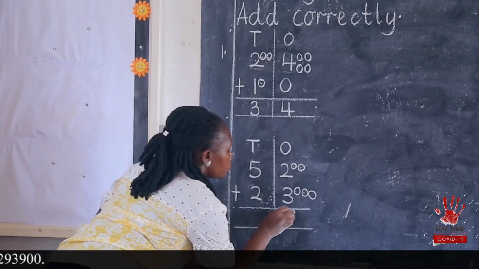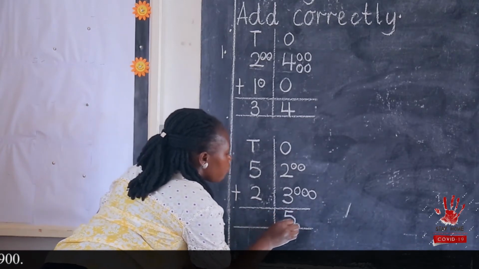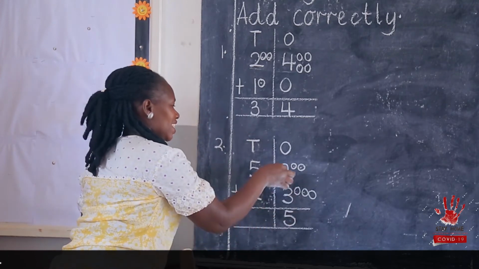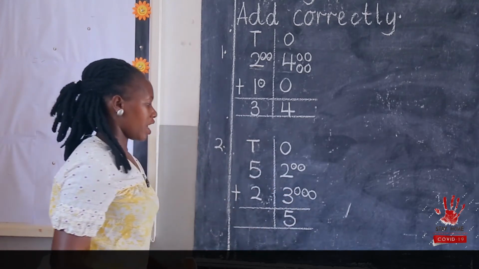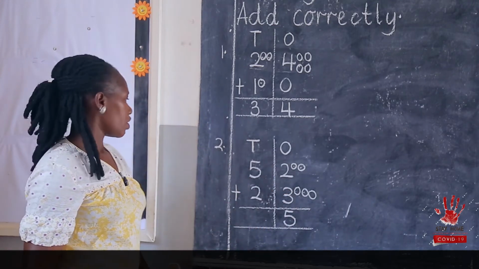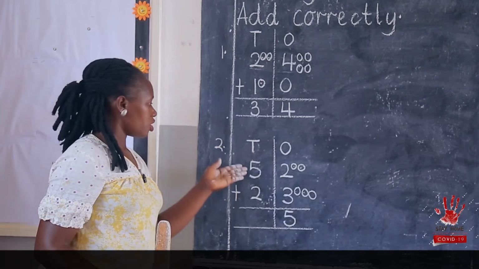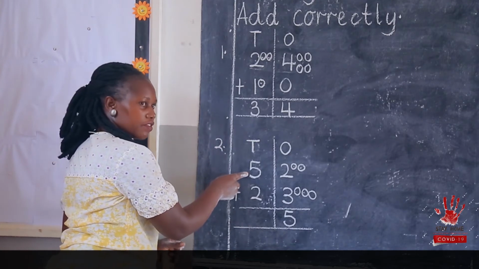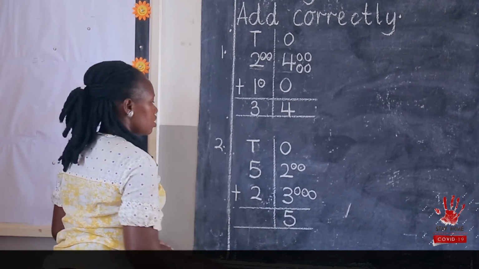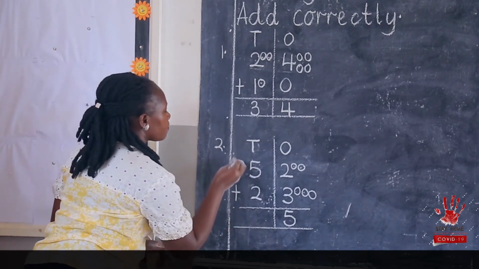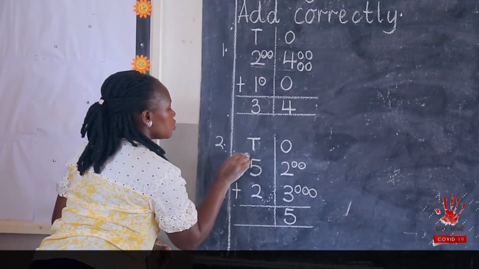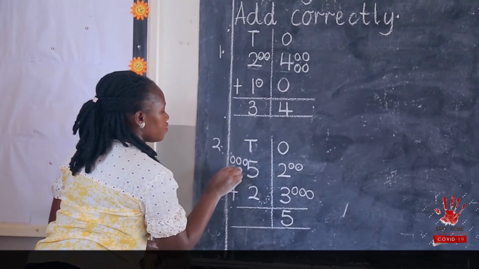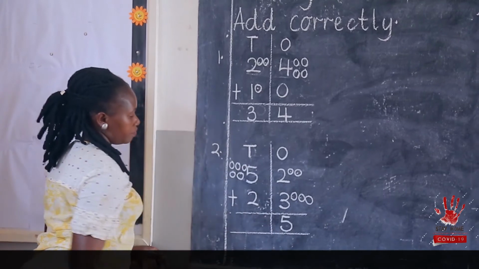So my 5 will be written under the place of ones, in the same straight line with my other numbers, okay? After adding the ones, we shall go to the tens. How many balls will I draw on 5? 5 balls. So let's draw as you count. 1, 2, 3, 4, 5.